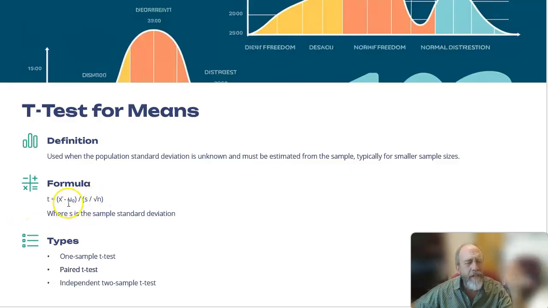And the equation looks pretty much the same. You look at the difference in the means, divided by the standard deviation over the square root of n, and s is the sample standard deviation. There are places where you're going to do this, but I'm not going to worry about that right this minute. Let's go to an example.